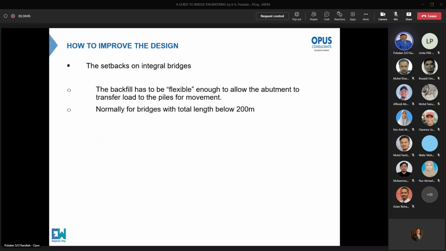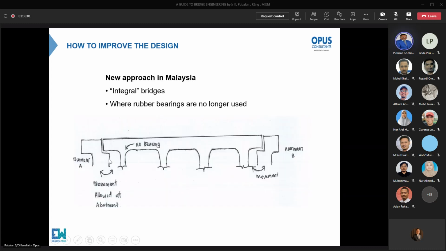Now the setbacks of integral bridges. I've just written this, but I'm not sure because there is not much of a write-up that I see. But what I can forecast is that if we have any problem with construction doing this abutment, if the abutment is not flexible enough, then this structure will be very stiff, with no movement, and expansion or contraction may cause some cracks where the bearings are supposed to be. I don't know, but we have not seen that yet.